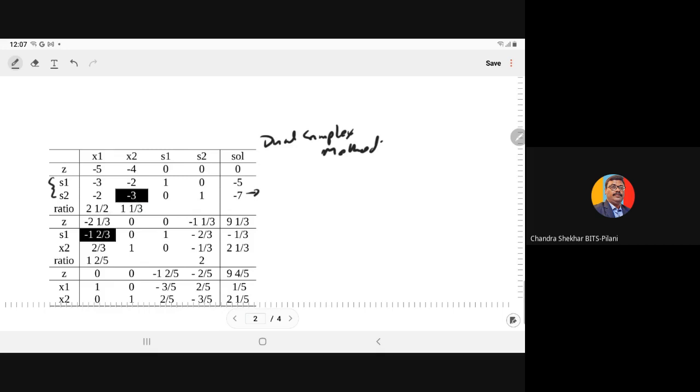So the ratios are 2 and 1/2, 1 and 1/3. This is the minimum ratio, right? This is the minimum ratio, so this will be the entering variable. Their intersection will give you the pivot element. So we make the pivot element 1, and the rest 0. So we have the next table.